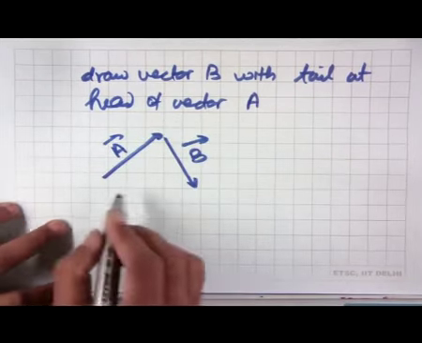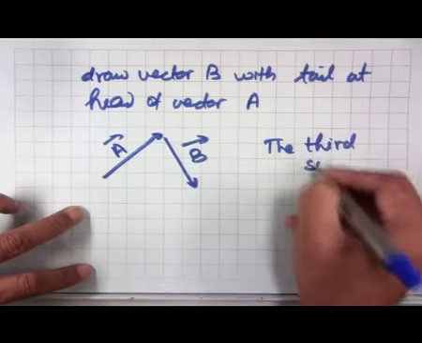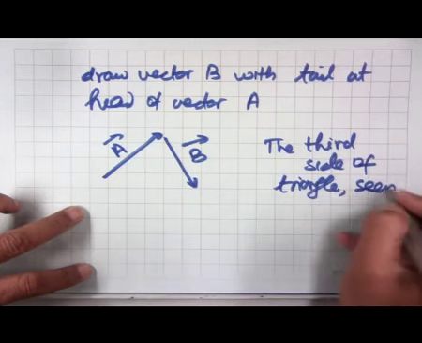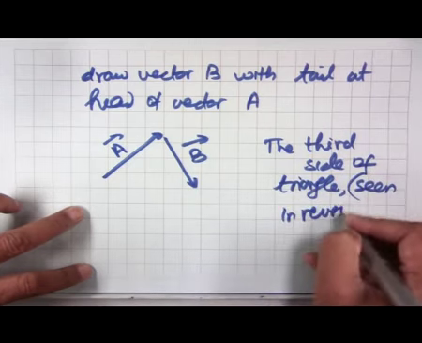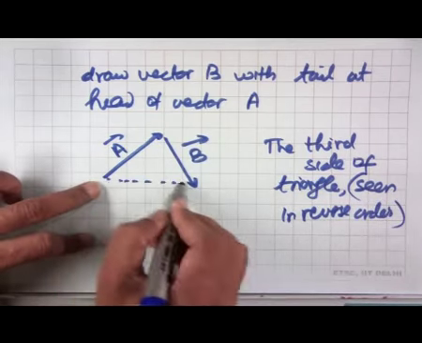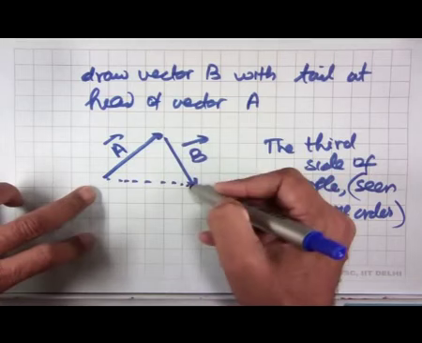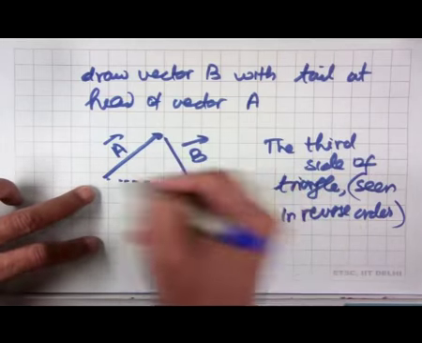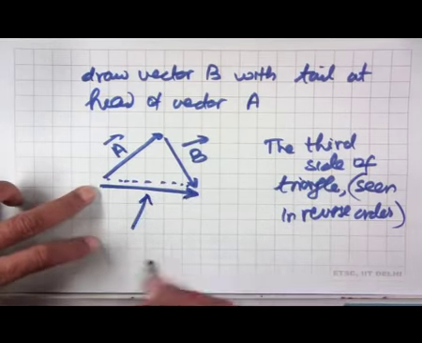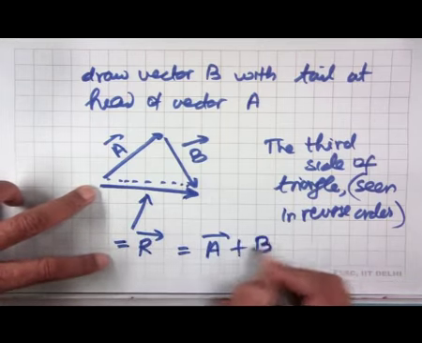Now, the third side of the triangle, seen in reverse order. See, we are going from A to B. The third side of the triangle is this side, and what I mean by reverse order is that if I continue from A to B and follow the arrows, I should be taking this line, so I take the reverse order, and this third side gives me R which is equal to A plus B.